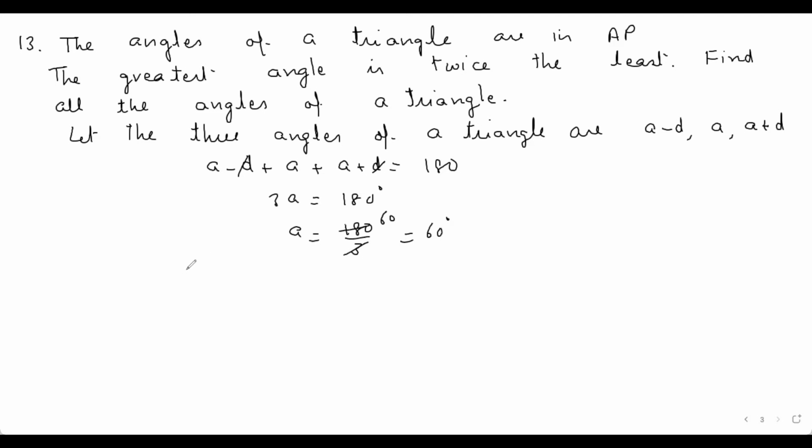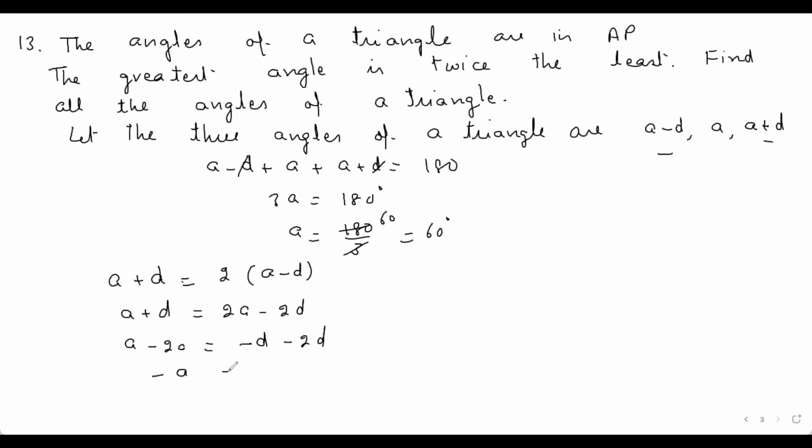Now the greatest angle is twice the least. This is the greatest angle. It is twice the least, 2 times A minus D. According to question, greatest angle is twice the least. Least is A minus D. So A plus D is 2 times A minus D. So here A plus D is equal to 2A minus 2D. It means A minus 2A is equal to minus D minus 2D.